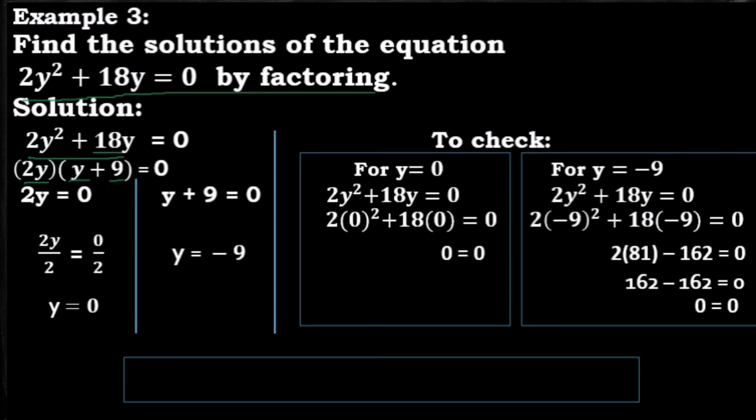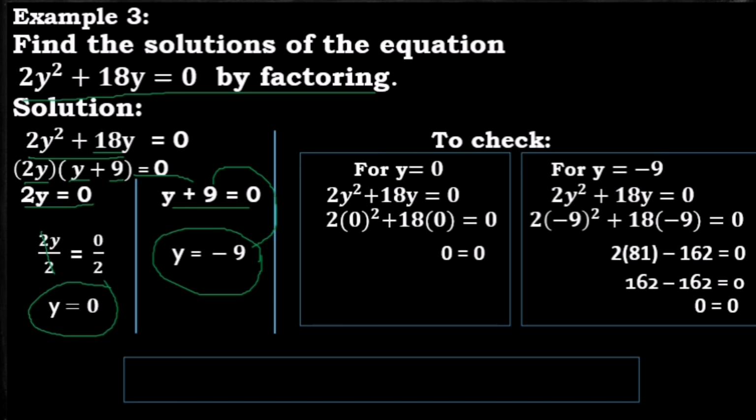After that, we are going to equate its factor with 0. So we have 2y equals 0. On the other side, we have y plus 9 equals 0. To solve for y, divide both sides by 2. So y is equal to 0 since 0 divided by 2 is 0. Next, y plus 9 transpose to the right side of the equation, it becomes negative 9. So we have y equals negative 9.